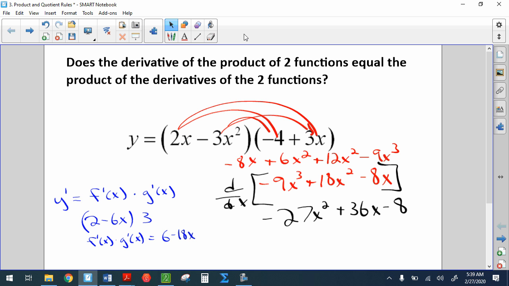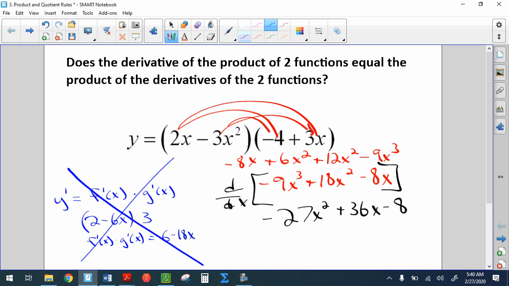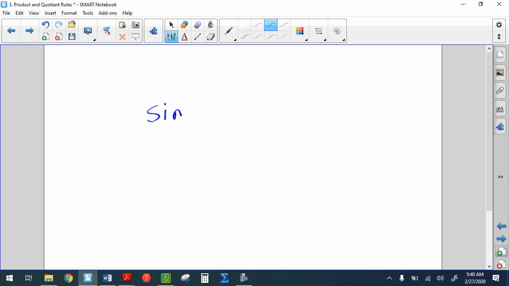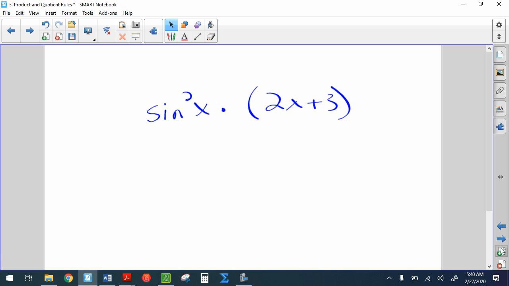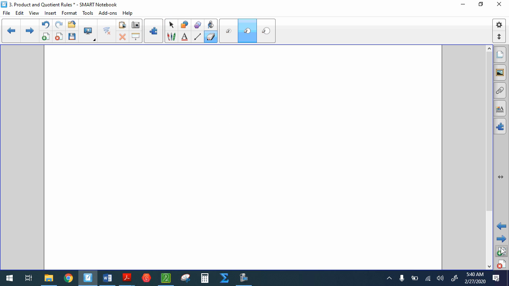So what we want to do is come up with a rule to multiply two functions. I don't need it on something like this because I could just do what's in red and black. Just to be clear, the blue did not work. I could just expand it, but if I had something like sine squared x times 2x plus 3, and I wanted to take the derivative of that expression, I need to know how to do that. So we need to figure out a rule for finding the derivative of a product of two functions.